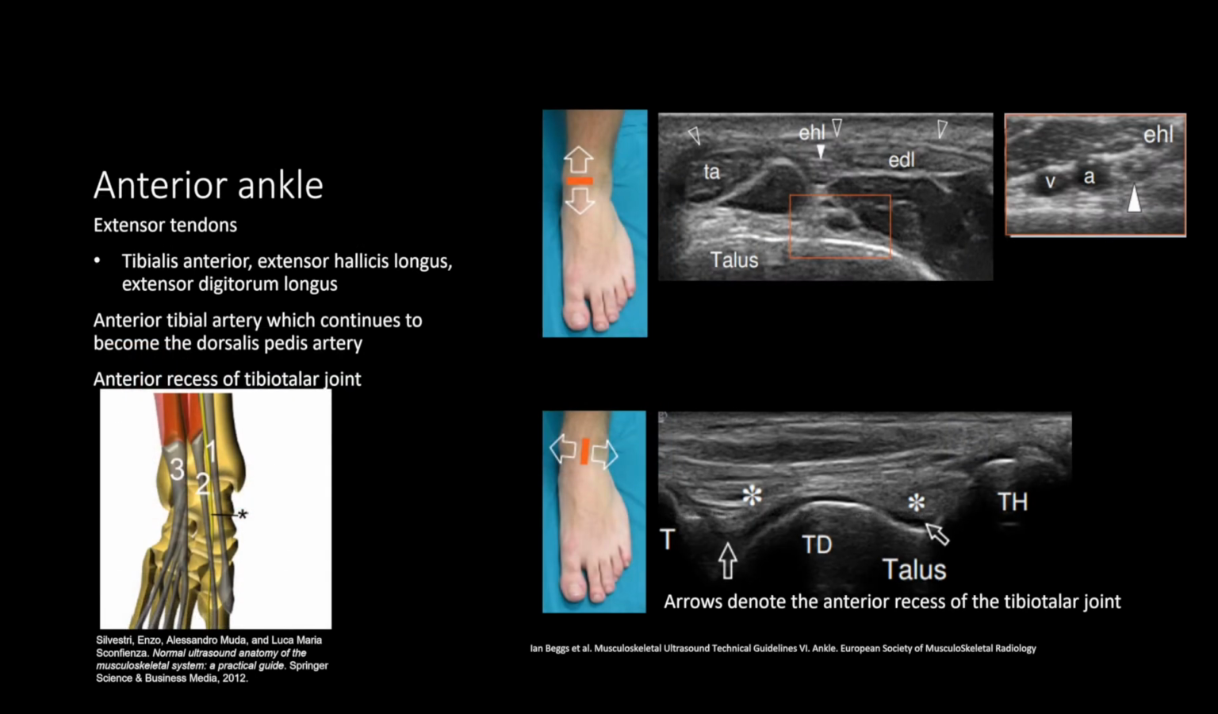For the anterior ankle, have the patient seated on the examination bed with the knee flexed 45 degrees so that the plantar surface of the foot lies flat on the table. There are 3 extensor tendons to examine: the tibialis anterior, the extensor hallucis longus, and the extensor digitorum longus. Follow each of the extensor tendons down in long and short axis. Look at the adjacent tibialis anterior artery, and then you can also look for fluid at the anterior recess of the tibiotalar joint.